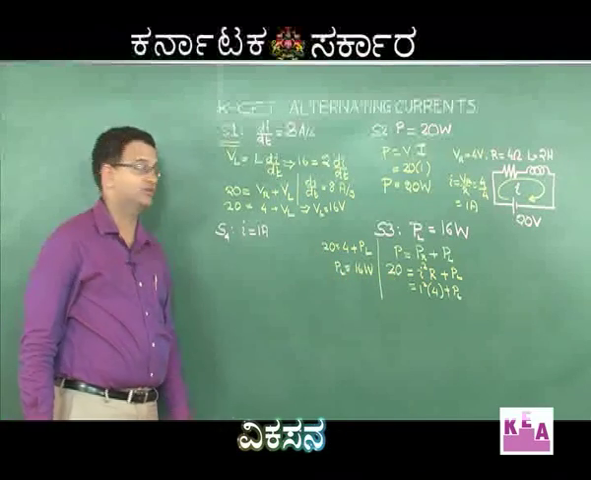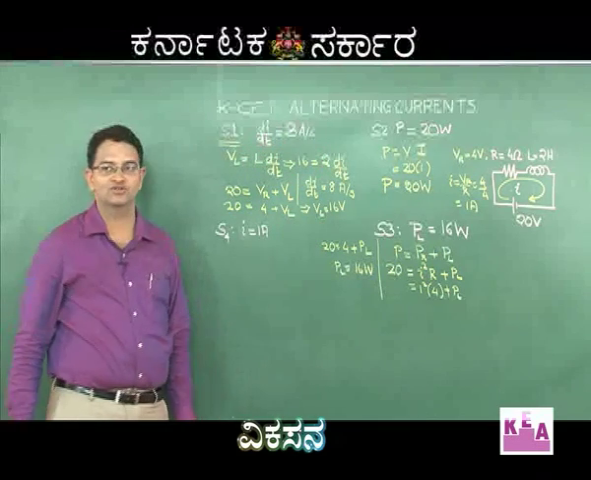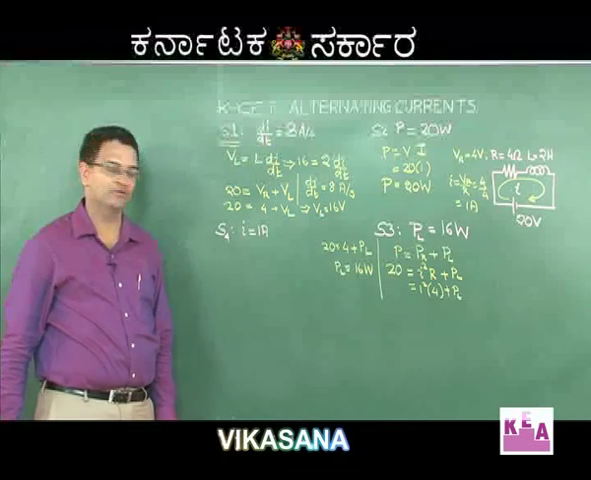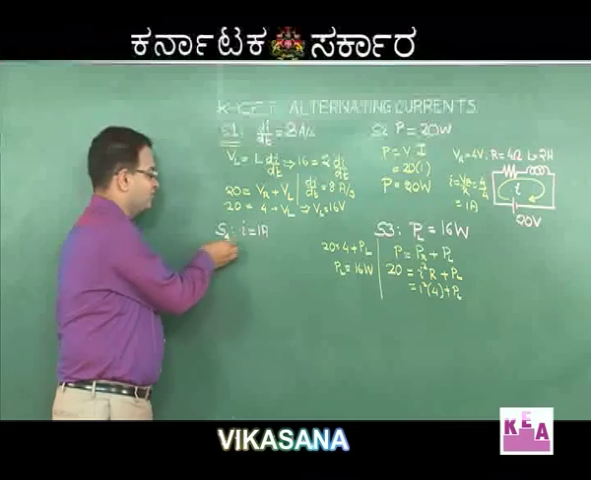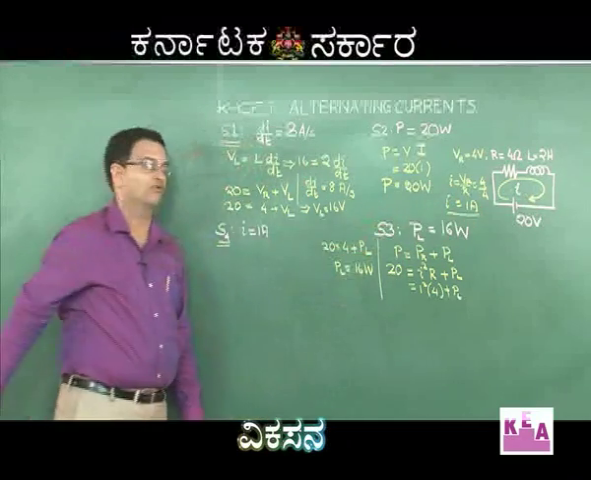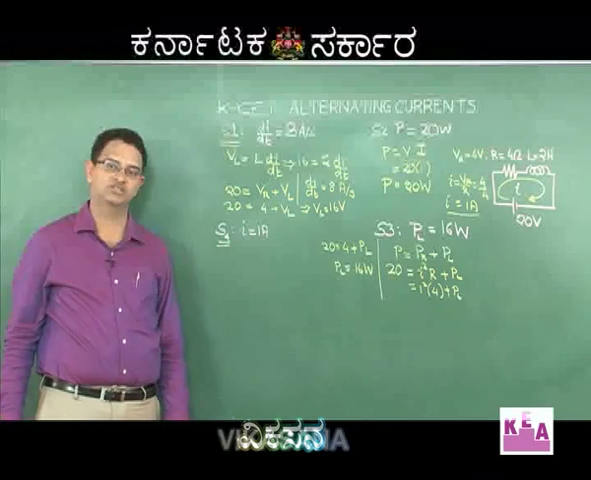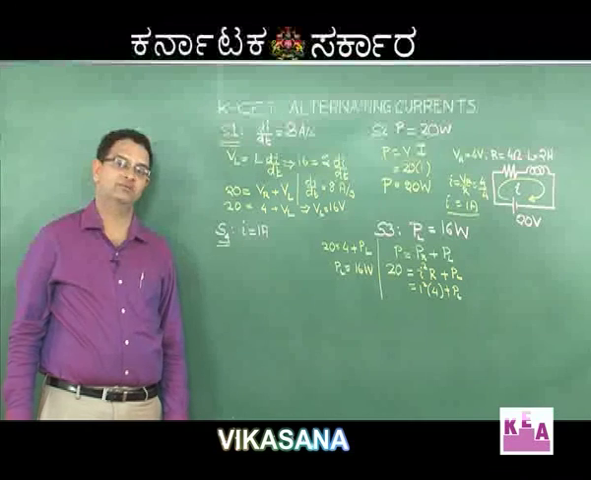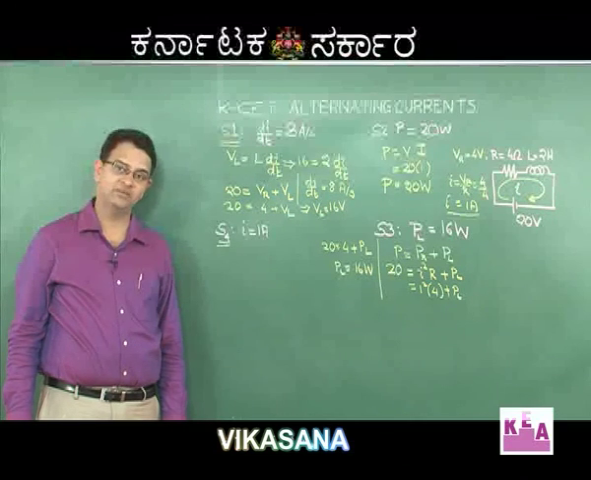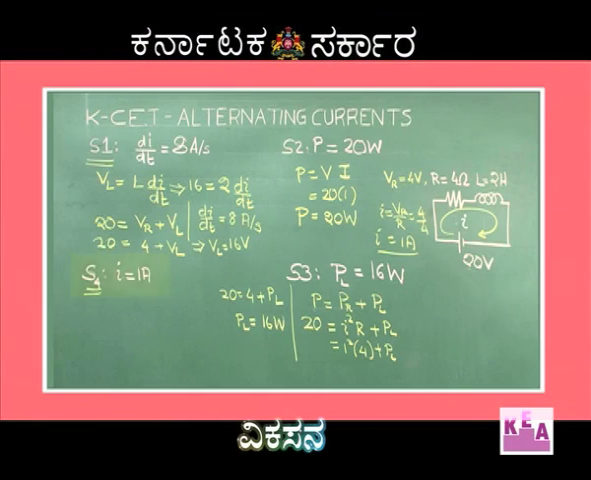So far we have seen statement 1 is correct, statement 2 is correct, statement 3 is also correct, and we have already found that statement 4 is correct because I value we already got it as 1 ampere. Therefore, statement 4 is also correct. Therefore, the correct answer for this question is all the 4 statements are correct, which is nothing but the 4th option. Therefore, the right answer for this question is option D.